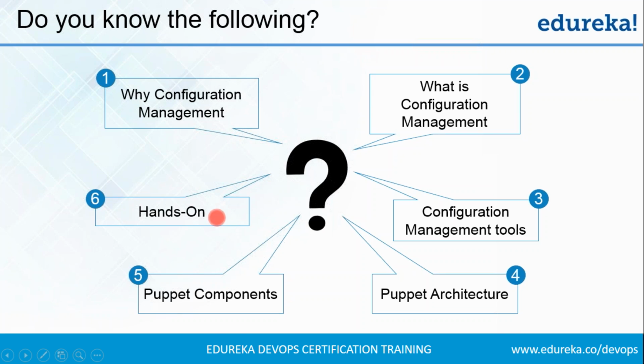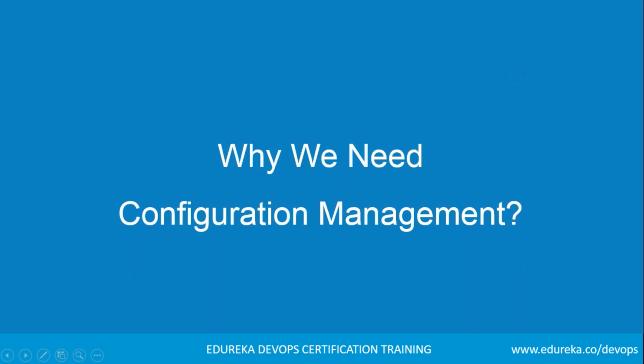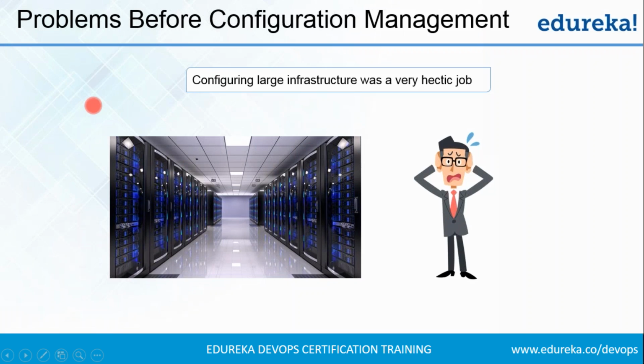So I'll move forward and we'll see what are the various problems before configuration management. So this is the first problem, guys. Let us understand this with an example. Suppose you are a system administrator and your job is to deploy MeanStack, say on 4 nodes. MeanStack is actually MongoDB, Express, AngularJS and Node.js. So you need to deploy MeanStack on 4 nodes.